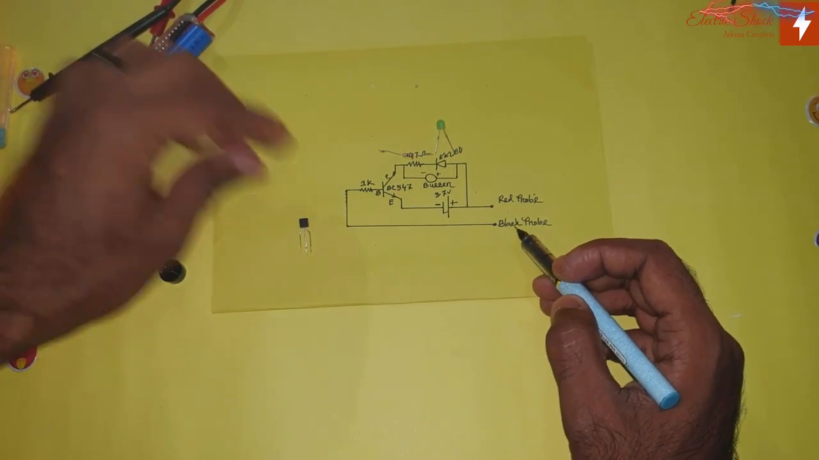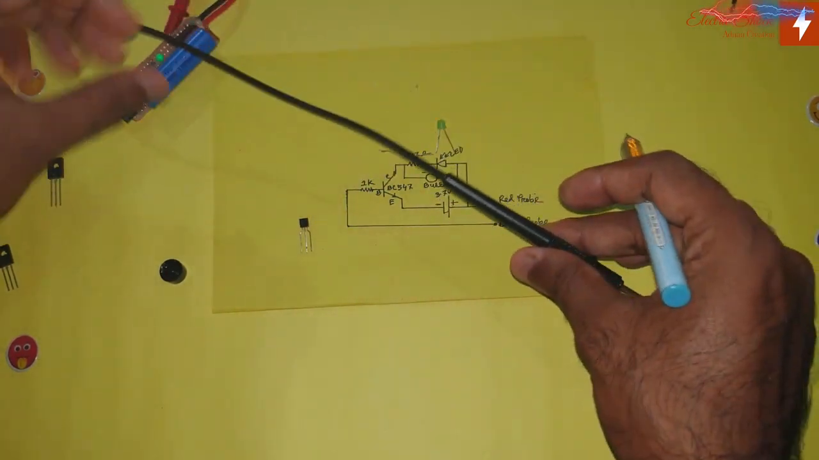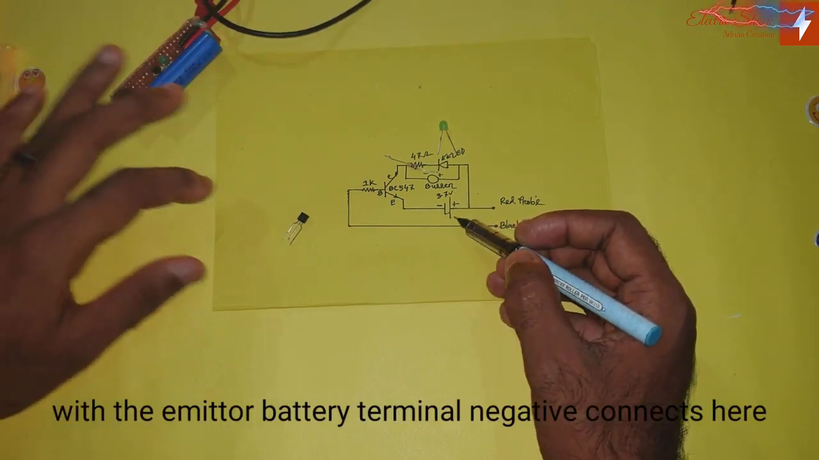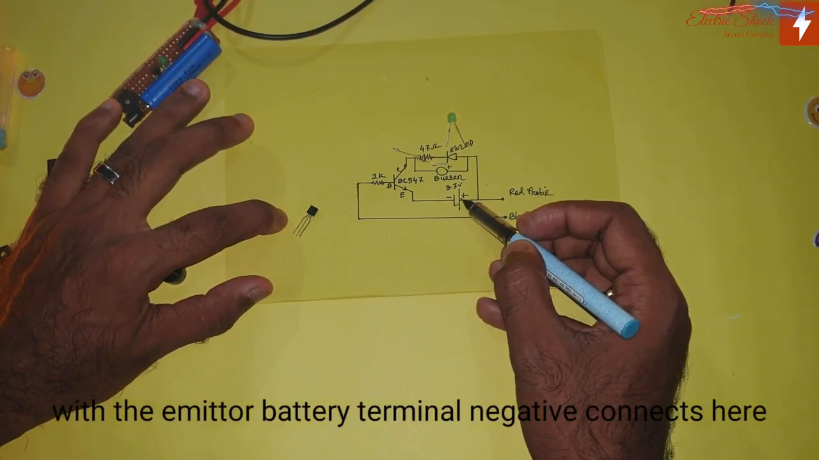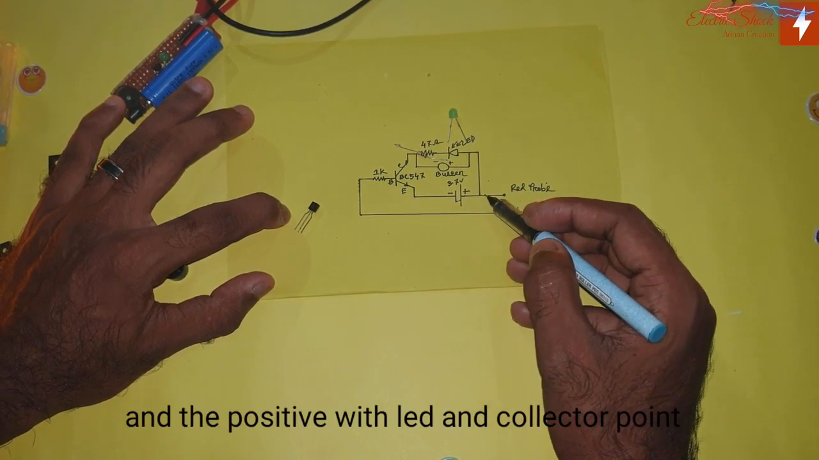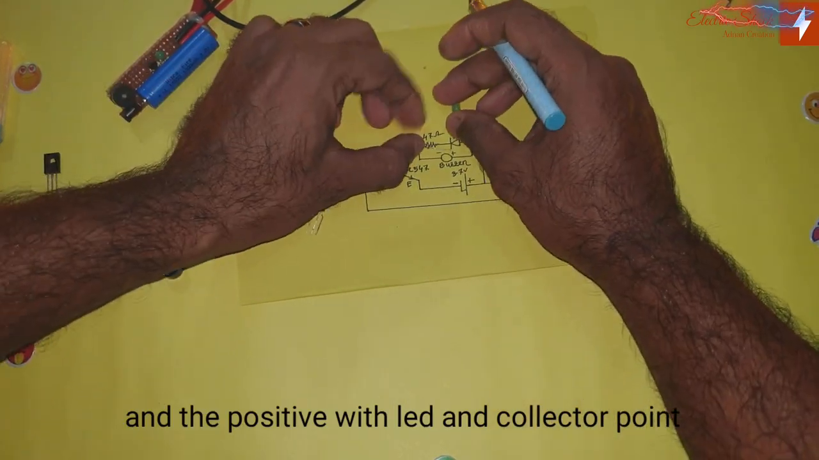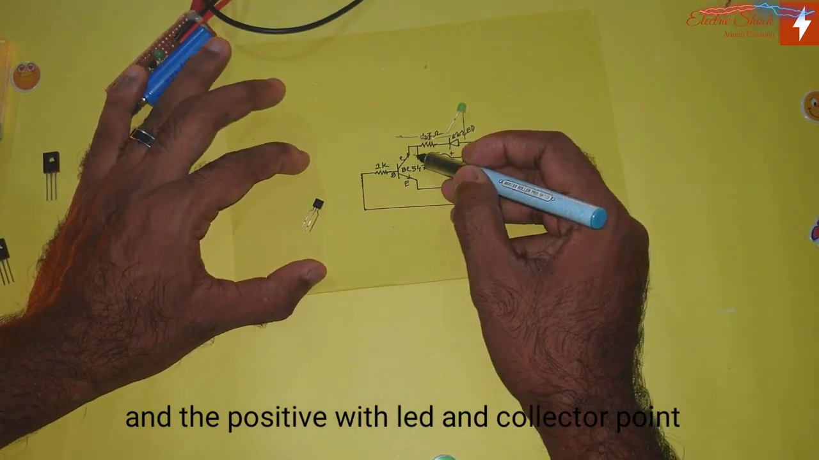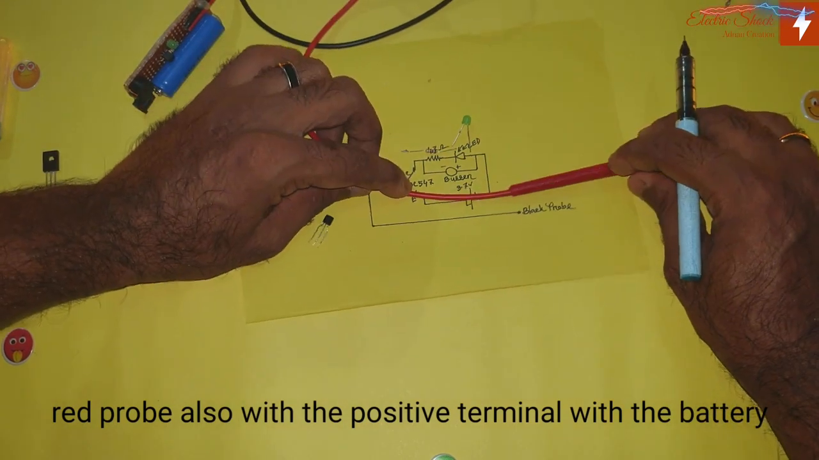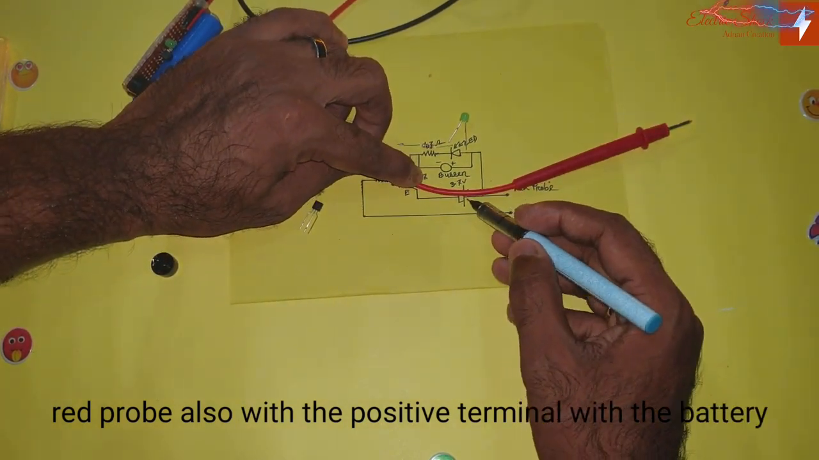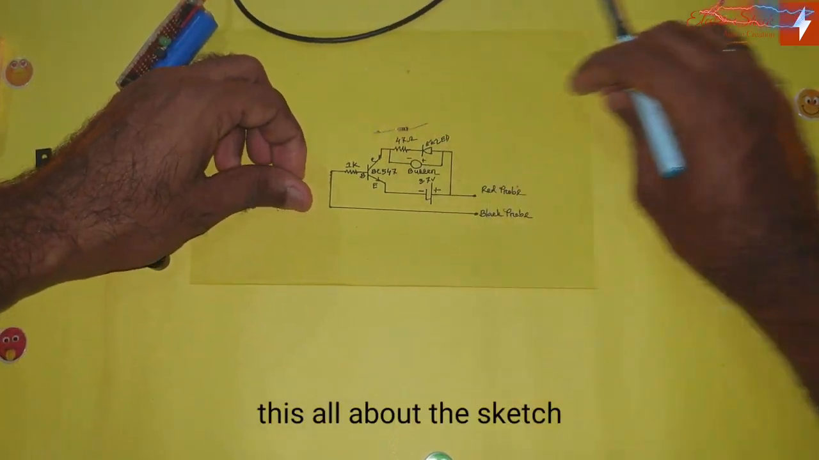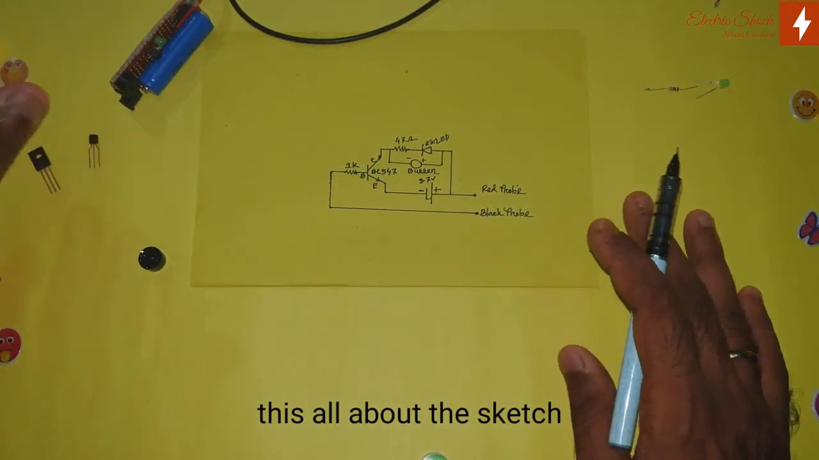This is the black probe, I mean this black probe connects with this. With the emitter, the battery's negative terminal connects here, and the positive goes to the LED and collector point, and the red probe also goes to the positive terminal of the battery. So this is all about the sketch.